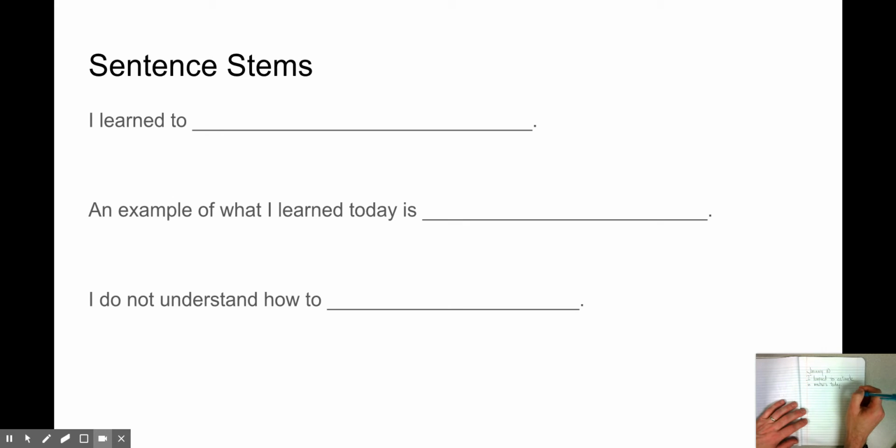I'm going to share an example of what I learned next. An example of this was when I estimated the height of my teacher was more than 1 meter.